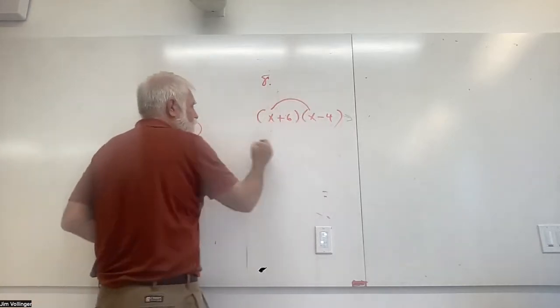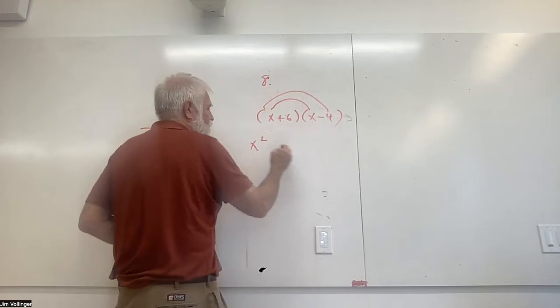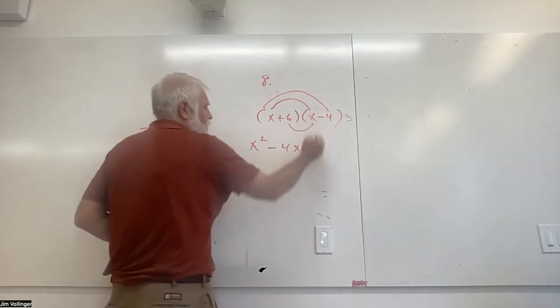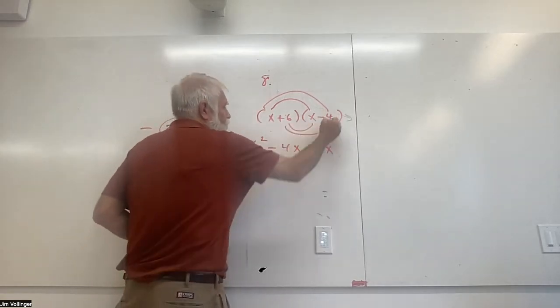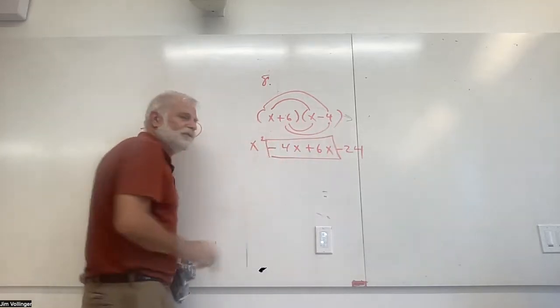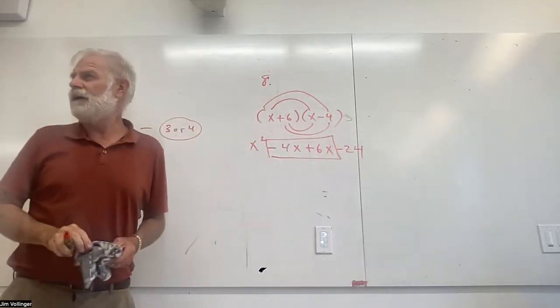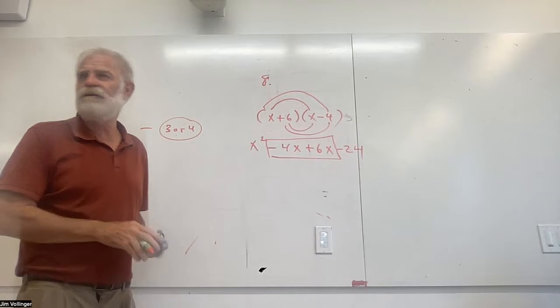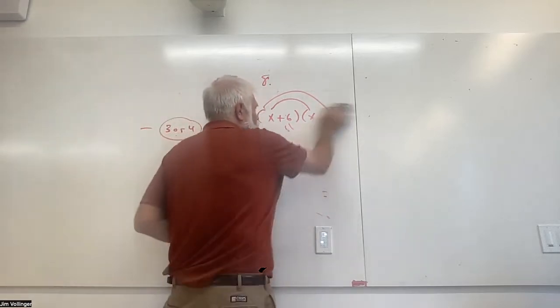So we got x times x, which is x squared. We got x times minus 4, which is minus 4x. There's your 6x. There's your minus 24. So there's your positive 2x because those terms are alike. And I think you're going to get that right now based on what I saw you do in the afternoon. I don't think I have to talk about that too much more.